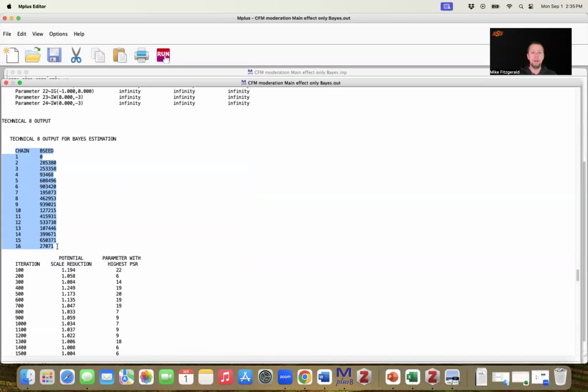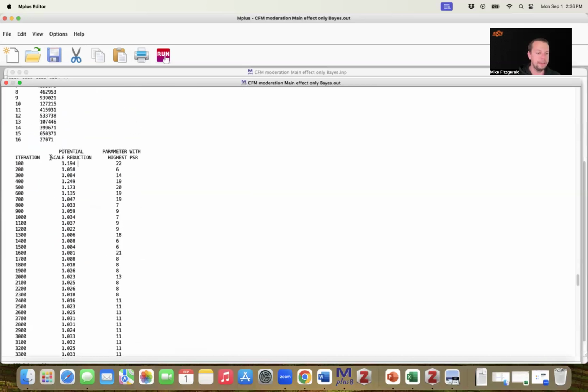All right. Because we want these independent chains of estimating the parameters to yield identical information, because then we can have more confidence that these are the best values that represent the distribution of the population. Right. And so we do that through this PSR indicator. So you'll see at iteration 100, after 100 iterations, our PSR is 1.194, which is actually not terrible, but it's not great either. We want this value to be below 1.05.